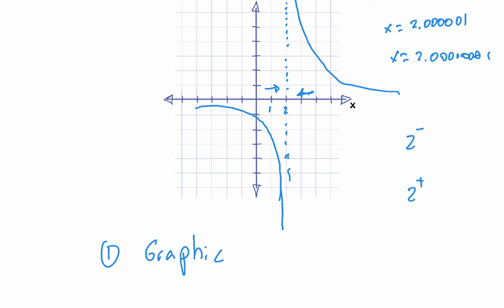So the graphical approach will say that this function, 3 divided by x minus 2, doesn't have any limits. The limit doesn't exist.